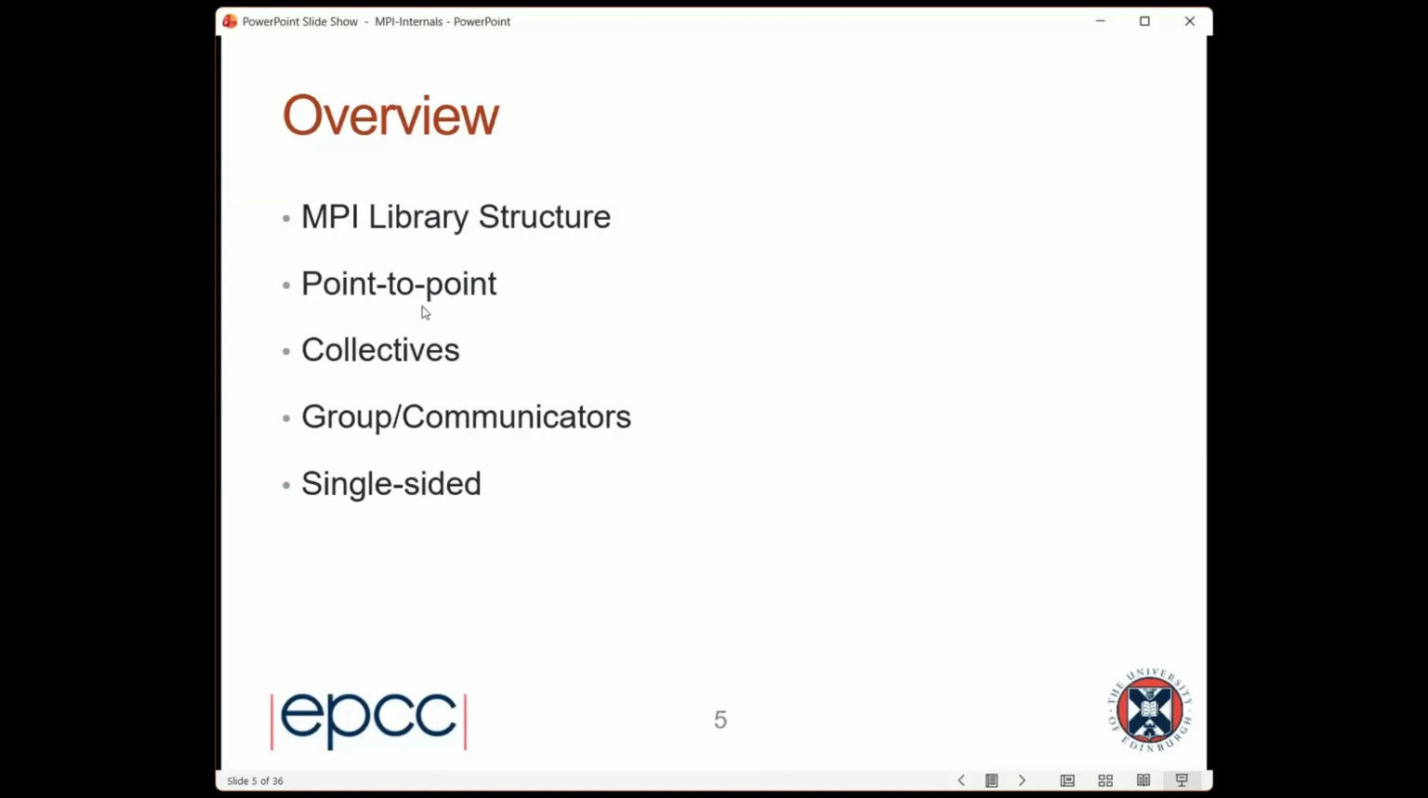So I'll talk about the MPI library structure. I'll speak mostly about point-to-point, a brief bit about collectives and groups of communicators, but the single-sided I won't really cover for various reasons. But really, this is about the MPI library structure and point-to-point communications. The way that point-to-point communications work in MPI under the hood is slightly more complicated than you might imagine, and understanding that can be useful, and we'll have a performance exercise there.